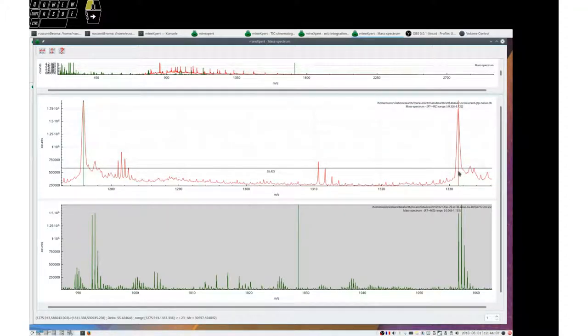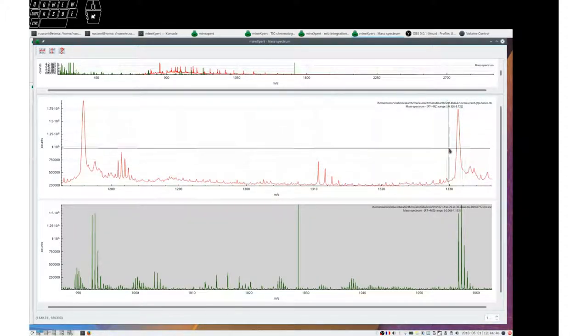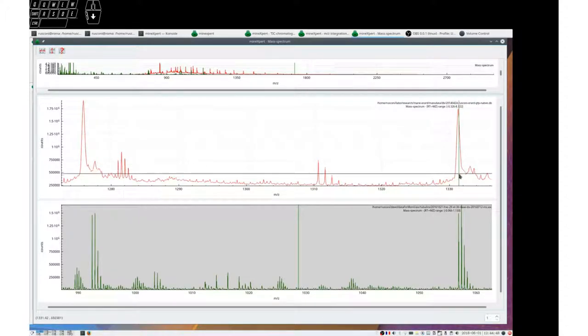Let's center the cursor on the second peak. If you look at the status bar at the bottom of the window, you will see that Z, the charge value, is 23, and there is also the molecular mass of the analyte, that protein. Z equals 23 is the charge of the ion that lies below the cursor; the analyte responsible for this peak is charged 23 times.